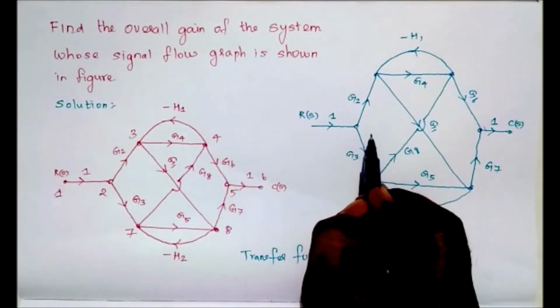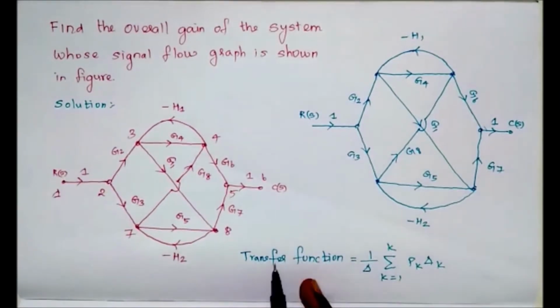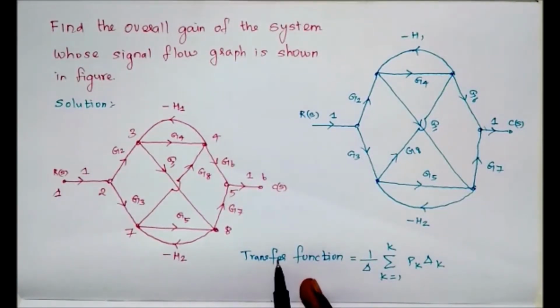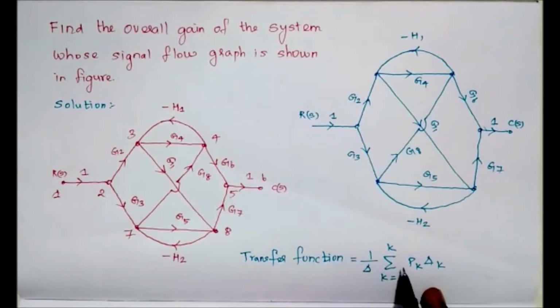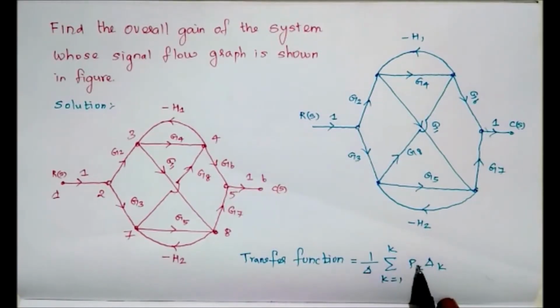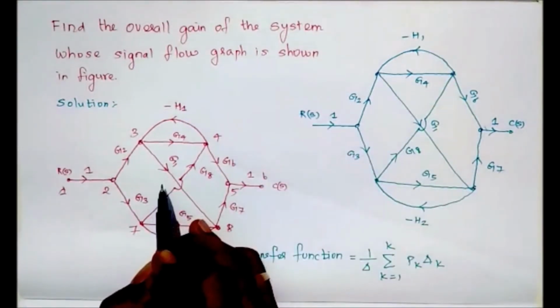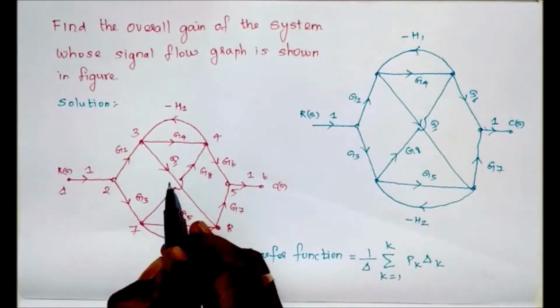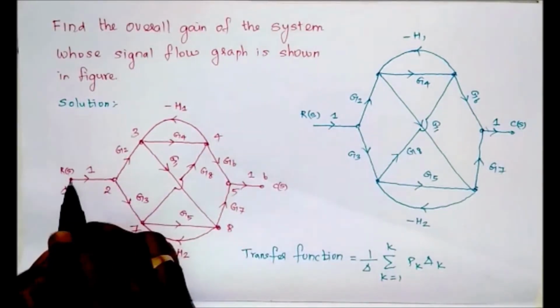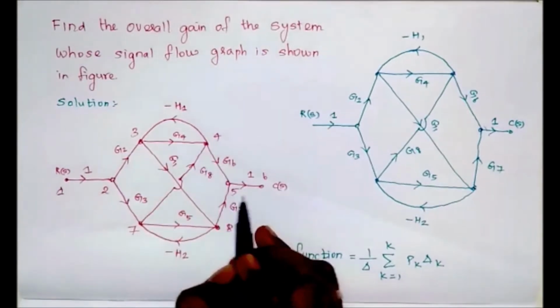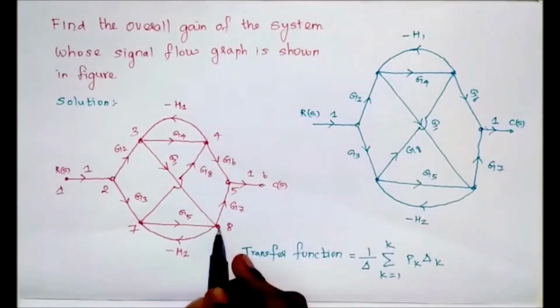From this, we have to finally calculate the transfer function according to Mason's gain formula: 1 by del, sigma k equals 1 to k, Pk del k. We know Pk is the forward path gain, del k is the determinant value for forward paths, and del is the determinant. So first we have to draw the given signal flow graph and mark the nodes. So this is node 1, node 2, node 3, node 4, node 5, node 6, node 7, node 8.